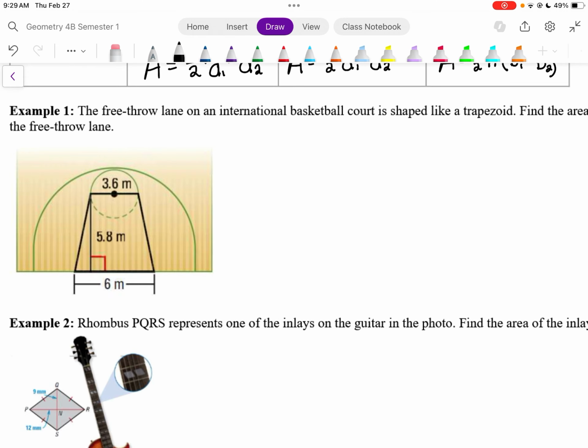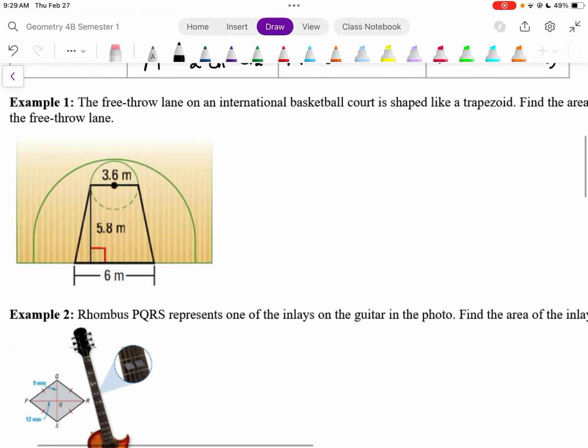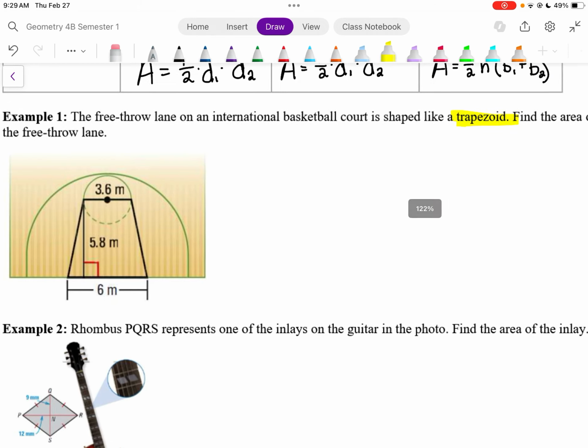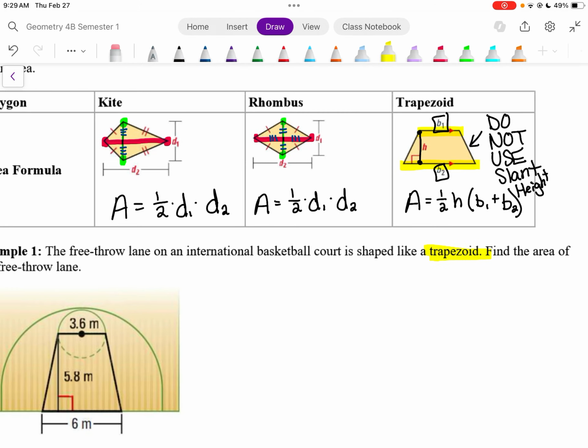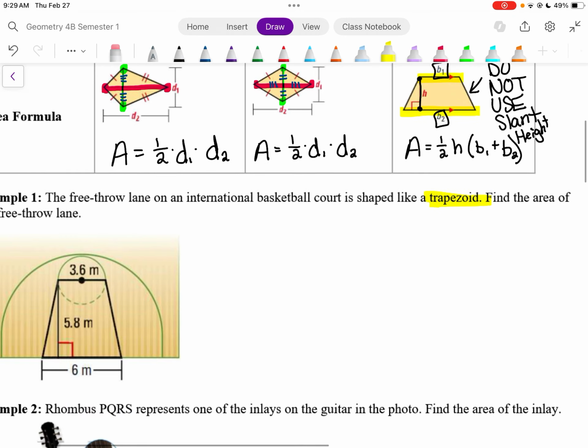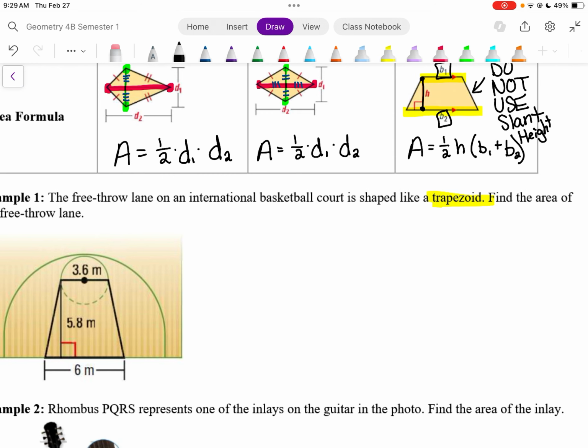Okay, so we're going to use those formulas to find some areas. Example 1, the free throw lane on an international basketball court is shaped like a trapezoid. So right away we know that we are going to be using the area formula for a trapezoid. And you will be given all of these formulas on a quiz or a test, so you don't have to worry about memorizing them. You just need to know how to use them and how to find the information that's part of the formula. They want us to find the area.